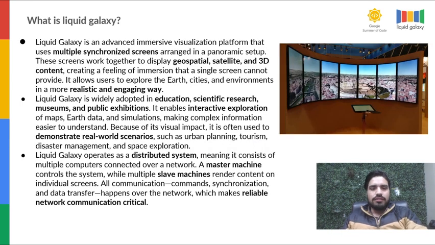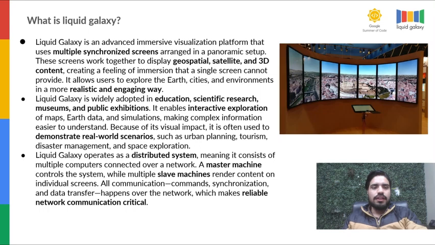Liquid Galaxy is an advanced immersive visualization platform that uses multiple synchronized screens arranged in a panoramic setup. These screens work together to display satellite 3D content. Means Liquid Galaxy uses a multiple screen setup through which we can display satellite 3D content. As you see in this image, we have seven screens, and all these screens are connected with each other. With the help of these screens, we can explore cities on Google Earth, and we can also display any 3D model on Google Earth.